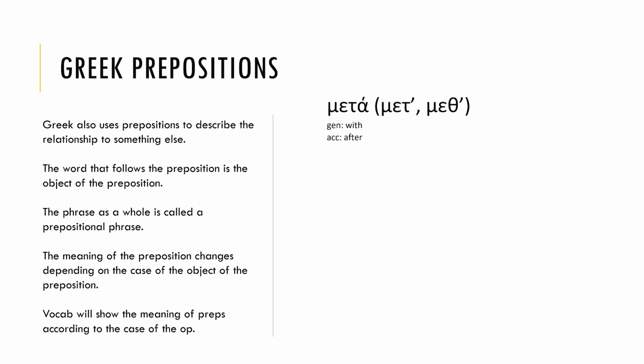If you open up your vocabulary, you'll see, for example, meta. If it's attached to a noun with a genitive ending, it means with. If meta is attached to a noun with an accusative ending, it means after. That's the example I just showed you. Another word, for example, is para. When you attach para to a word that has the genitive ending, it means from. Para is going to mean from if you attach a genitive ending to the word attached to it.